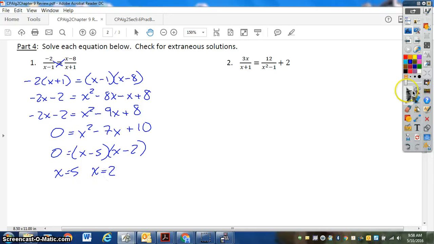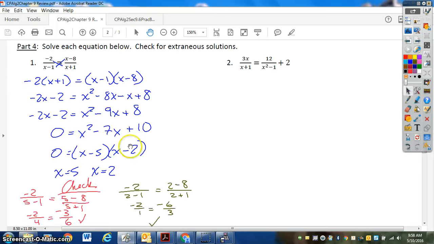Okay? Let me do a check here. Okay, jumping back, you can see I knocked out the check. Here's your check for 5, right here. Okay, if you put 5 in, you'll see you'll get negative half equal to a negative half. If you plug in 2, that work for 2 is right here. Okay, and you'll get negative 2 equals negative 2.